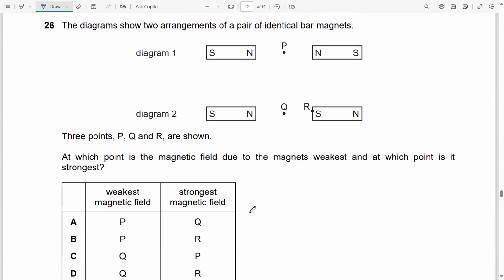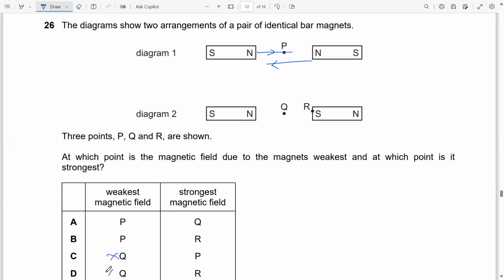26th question. The diagram shows two arrangements of a pair of identical bar magnets, diagram 1 and diagram 2 as given. At which point is the magnetic field due to the magnets weakest? See here at this point P, the magnetic field direction from N will be like this, and from this it will be like this. Since the point is at equal distance from both the poles, the magnetic field will cancel out and it will be zero here. So it will be least. So weakest will be at P.